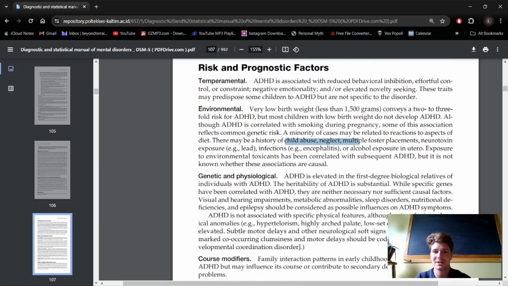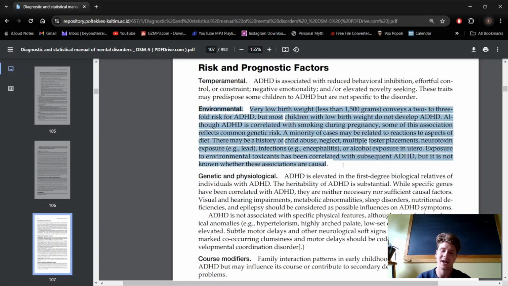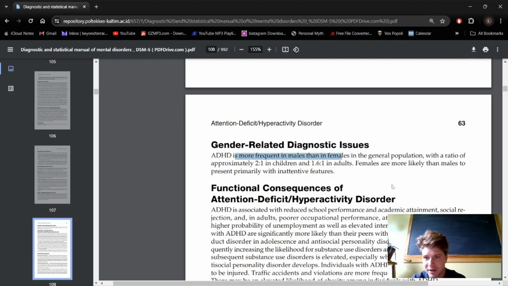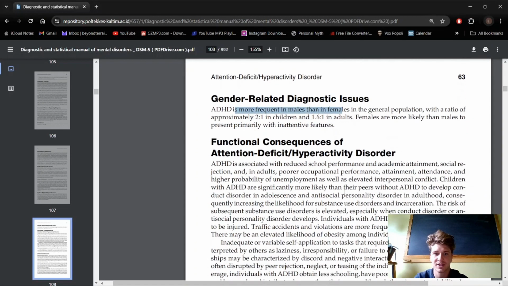So, genetic and physiological factors, we know that heritability studies are trash and garbage, and we'll go over them more in the future. Epigenetics sort of throws this all out the window. It's environmental. If you're going to talk about genetics, it's environmental. You can have genetic predisposition and not get the disorder. It's based on the environment. Yeah, ADHD is more frequent in males than females. Again, that's really interesting.